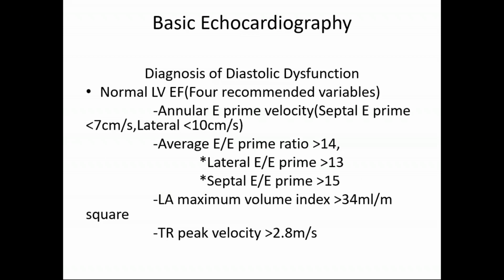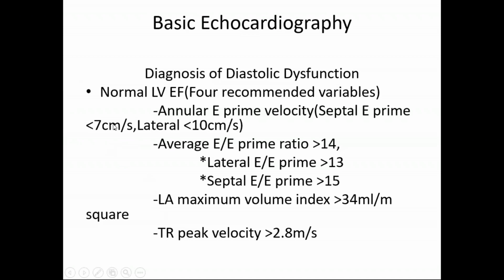All right. So again, we keep it simple. With your grade 1 diastolic dysfunction, your E prime usually is less than 7 centimeters per second. You can use the lateral or the average, keep it simple. If you're going to use the medial, less than 7 centimeters per second. For the lateral, less than 10. Remember, the lateral E prime is usually larger than your medial.